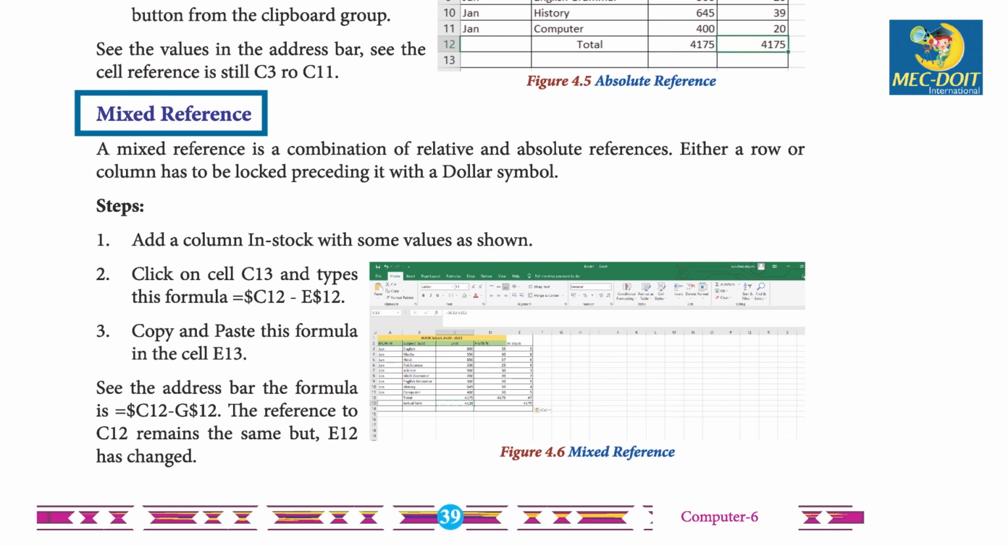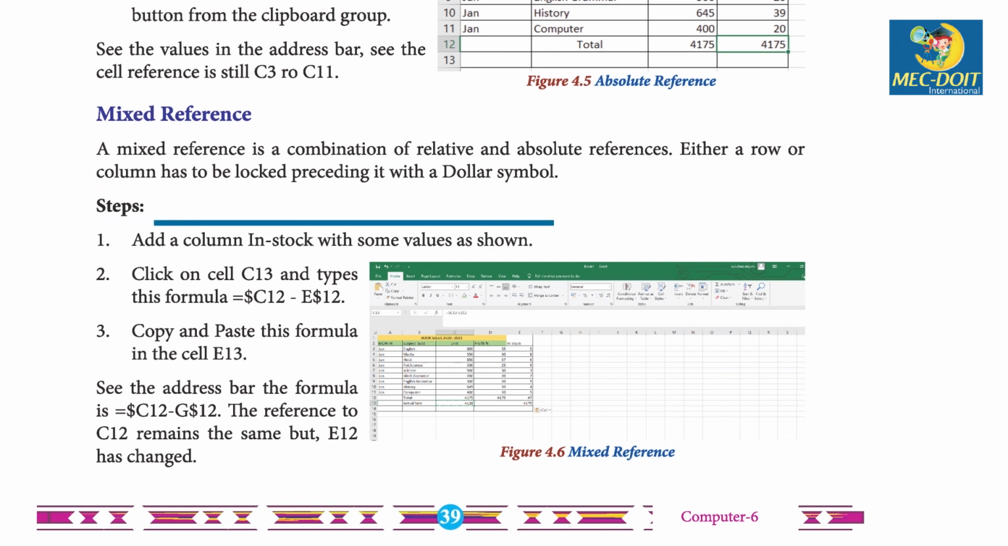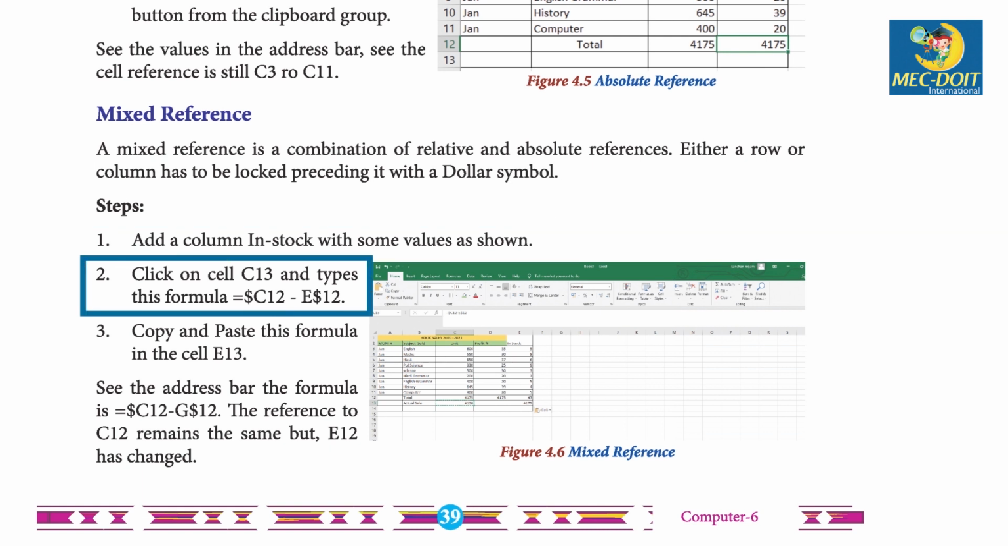Mixed references. A mixed reference is a combination of relative and absolute references. Either a row or a column has to be locked by preceding it with a dollar symbol. Steps 1. Add a column in stock with some values as shown. 2. Click on cell C13 and type this formula: equals $C12 minus $12.